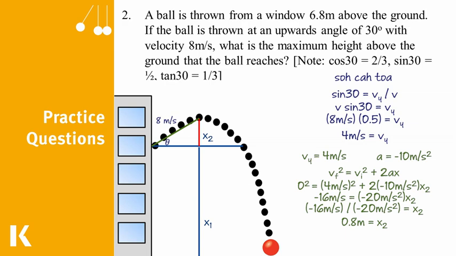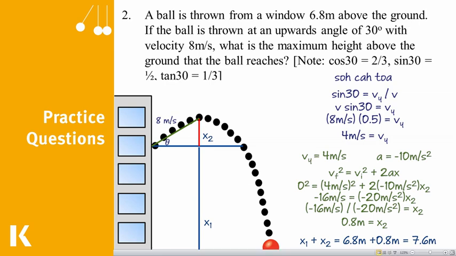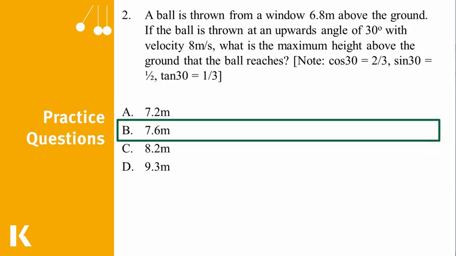No, definitely not. The ball's height is not 0.8 meters at that moment. It's 0.8 meters above its initial height, which was 6.8 meters. So, the height at that moment is 6.8 plus 0.8, or 7.6 meters, which corresponds with answer choice B.